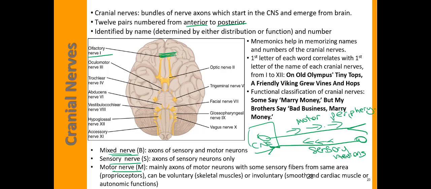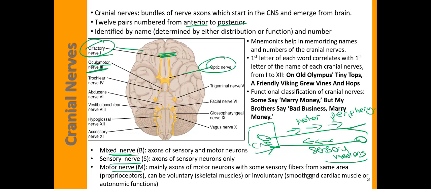Right? So some of these nerves, like the olfactory nerve and the optic nerve, are sensory nerves because they send information from the nose, olfactory system, or the eyes to the brain, whereas other cranial nerves like the oculomotor nerve, again, oculo means eyes, motor is motor, are mainly motor nerves.